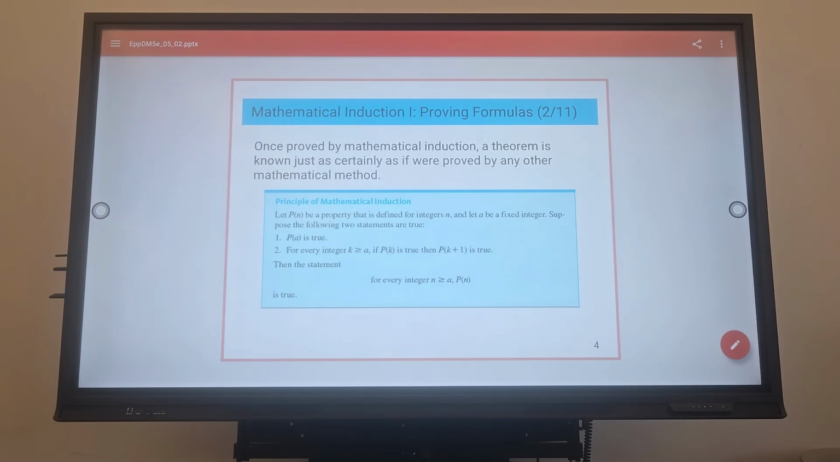The principle of mathematical induction: let P of n be a property that is defined for integers n and let a be a fixed integer. Suppose that the following two statements are true. P of a is true, and for every integer k greater than or equal to a, if P of k is true, then P of k plus 1 is true. Then the statement, for every integer n greater than or equal to a, P of n is true.